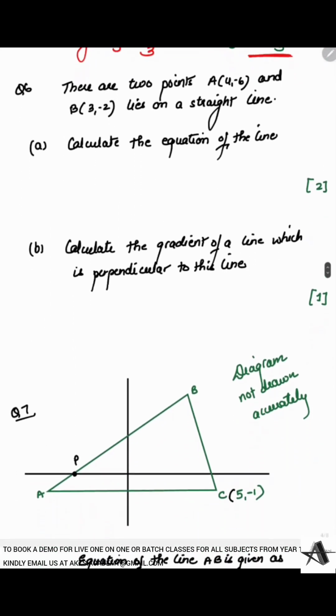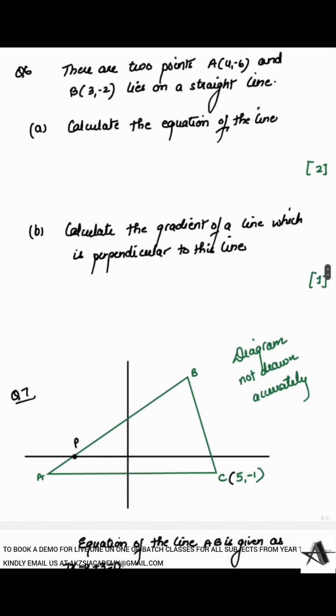Moving on to the next one. There are 2 points, A (4, -6) and B (3, -2), lying on a straight line. Calculate the equation of this line. Okay, if you have 2 points, we just did it. First calculate the gradient and then put any value to get the value of the intercept, which is c. So I'm calculating the gradient first. Change in y over change in x is (-6 - (-2)) / (4 - 3). The answer is -6 + 2, which is -4 over 1.